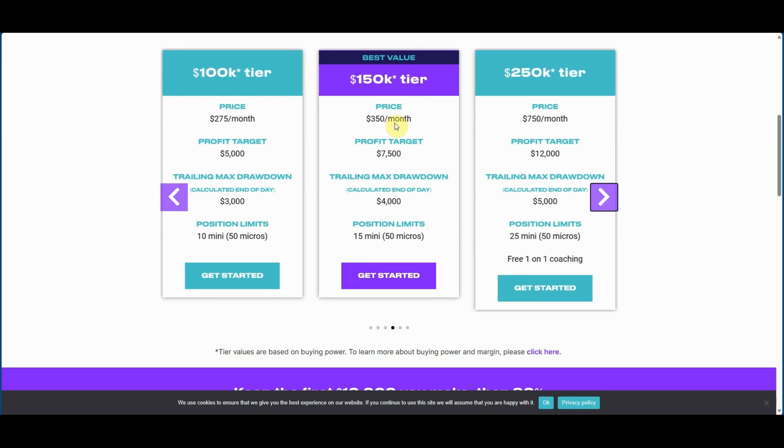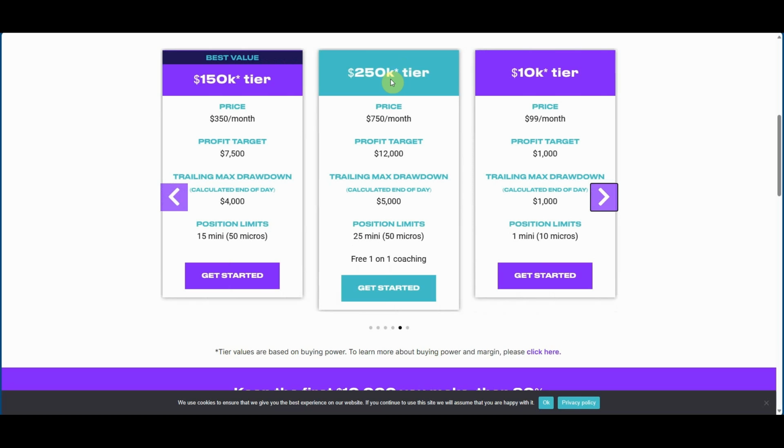It's $350 a month US. The profit target is $7,500 and the trailing drawdown is $4,000. So you get an extra $1,000 trailing max drawdown compared to the 100K, but you've got to make an extra $2,500. You do have 15 mini positions to be able to place, but you're still stuck at 50 micros as a position limit. So if you're trading the minis, then you get an extra 5 contracts.